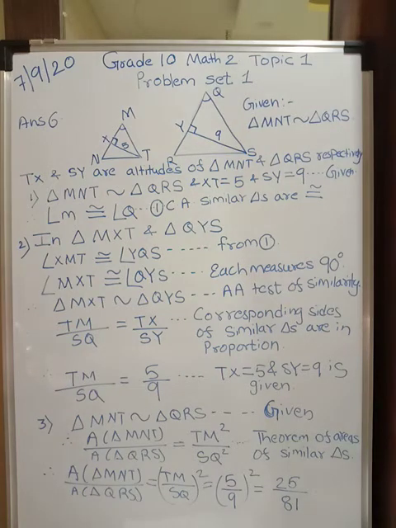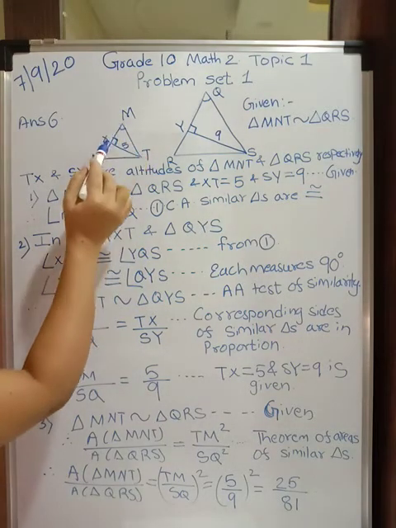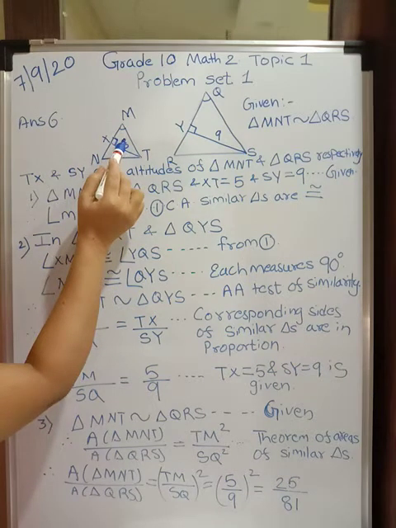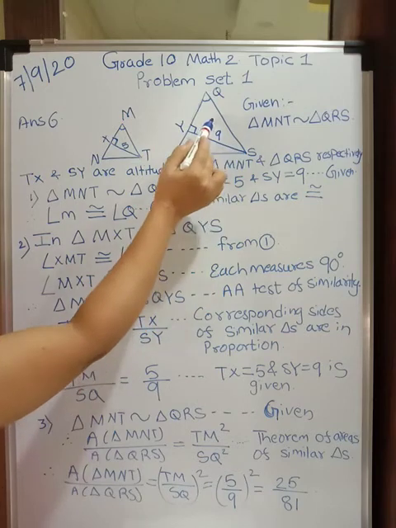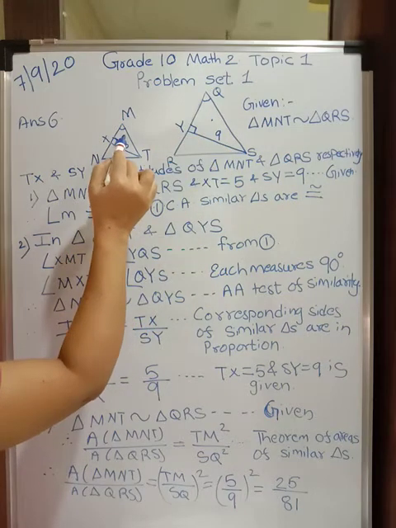Now see, it's only a matter of understanding, a very easy problem. Just look at what we are doing now. Consider triangle MXT. Can you see this MXT, this small triangle? And second is QYS. So I am considering this triangle and this triangle.